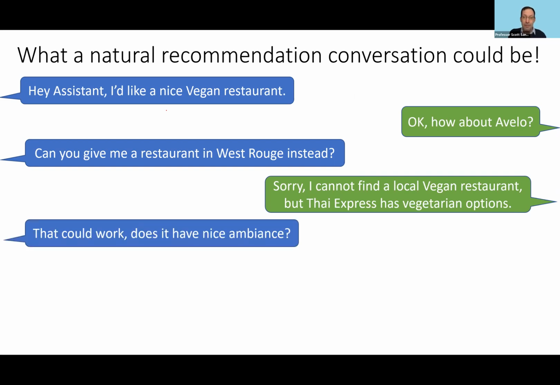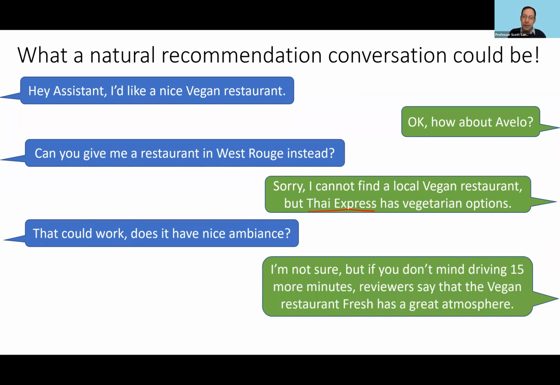Okay. So maybe it's a date, maybe for some reason I would like a nice experience, and I'm not just doing this to get food. And I say, "Does it have nice ambiance?" Because I saw Thai Express and it sounds like fast food, and I'd like to sit down and have a nice meal. And so the system now says, "Well, I'm not sure, but if you don't mind driving 15 more minutes, I could maybe go to the vegan restaurant Fresh, another lovely vegan restaurant that has a great atmosphere."